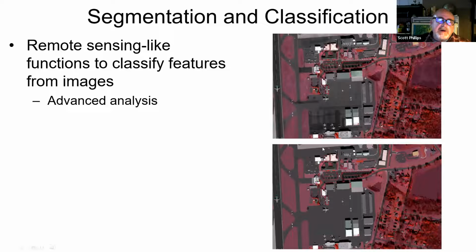Segmentation and classification are more specifically remote sensing-like functions to classify features from images. This would fall into the more advanced analysis. These are included to bring some very basic remote sensing-like functionality into the Spatial Analyst toolbox. Some of these are also available in other add-ons as well. They actually have new add-ons for working with aerial imagery that include some of the same tools.